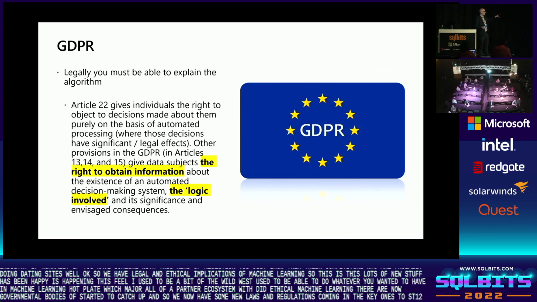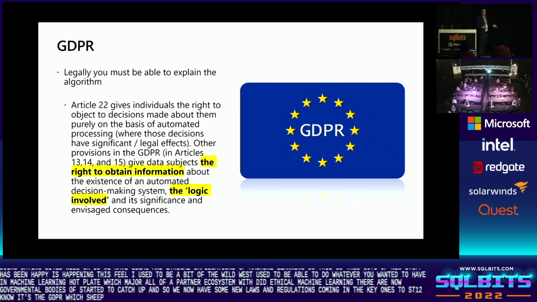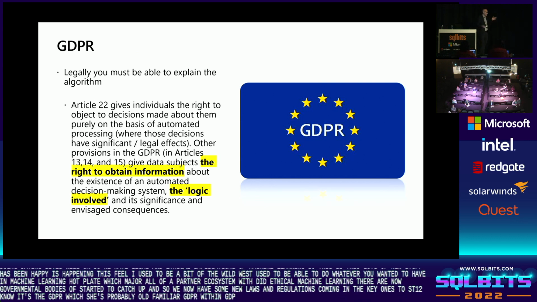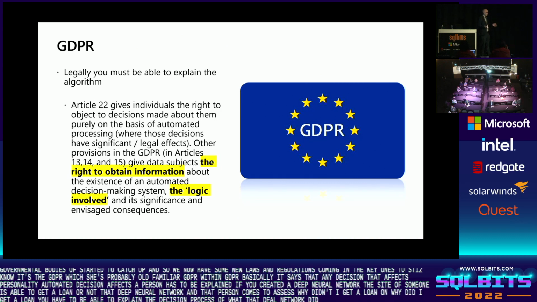No, it's GDPR, which you're probably all familiar with. Within GDPR, basically it says that any automated decision that affects a person has to be explained. If you've created a deep neural network that decides if someone is able to get a loan or not, and that person comes to you and says, why didn't I get a loan, or why did I get a loan? You have to be able to explain the decision process of what that deep neural network did as to why they did or didn't get a loan.